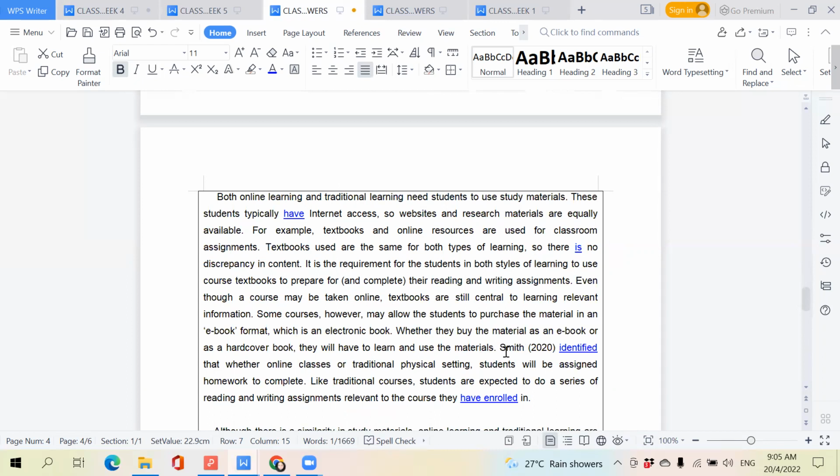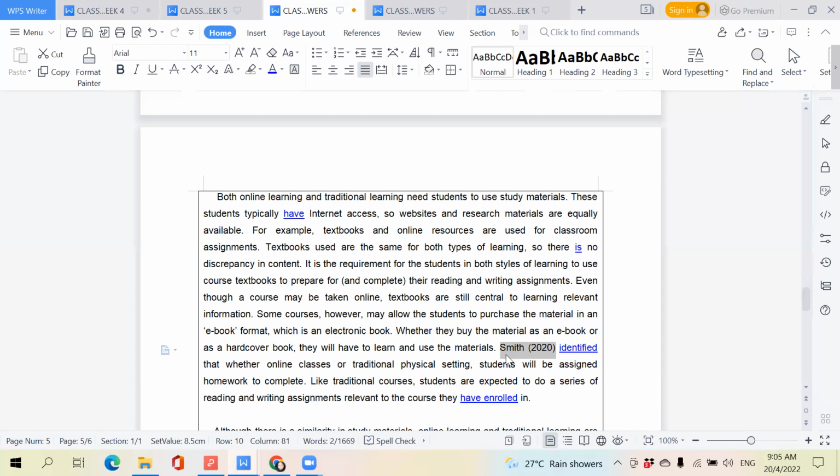Okay, next. Smith 2020 identified that whether online classes or traditional physical settings, students will be assigned homework to complete. And this one, if you still remember from your LP 2541 classes, this is what we call an in-text citation. So when you write, okay, this is something that I want. You have to refer to credible and academic sources as well. You cannot just rely on your own personal experiences or personal observation about the issue. You have to have, what do you call this? Supporting points or evidence from credible sources as well.